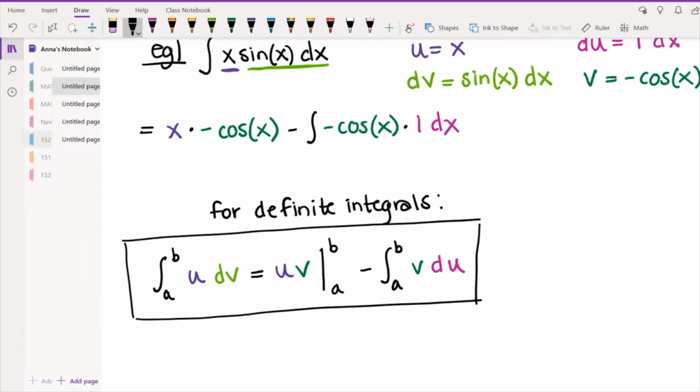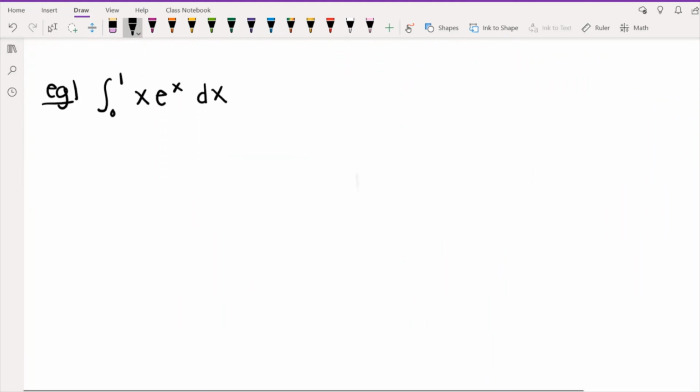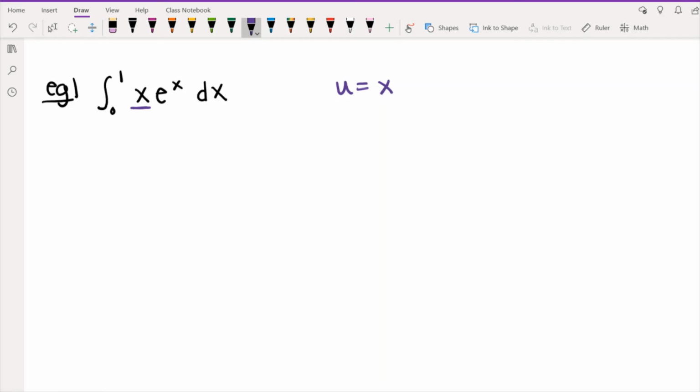So let's go back and do this example. And let's pretend that we didn't already do it, so we don't know what the antiderivative is, just to see how it would go from scratch. So again, we would make the choice: we want to take the derivative of x to make it simpler, so let's let that equal our u. And then we are going to take the antiderivative of e to the x dx. So that's our dv is equal to e to the x dx. And so the derivative of u is going to be 1 dx, and then the antiderivative will just be e to the x.